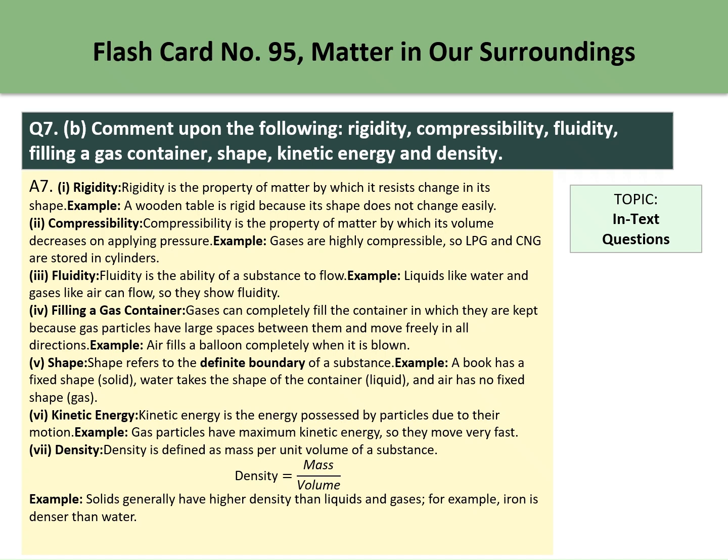Kinetic energy. Kinetic energy is the energy possessed by the particles due to their motion. Example, gas particles have maximum kinetic energy, so they move very fast. Density. Density is defined as mass per unit volume of substance. Example, solids are generally higher density than liquids and gases. For example, iron is denser than water.